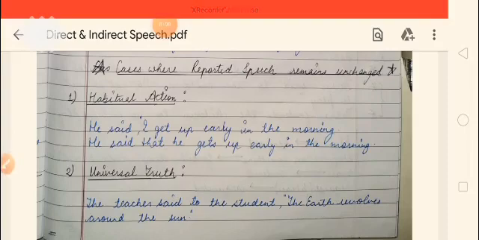Now, the second thing. Second is universal truth.